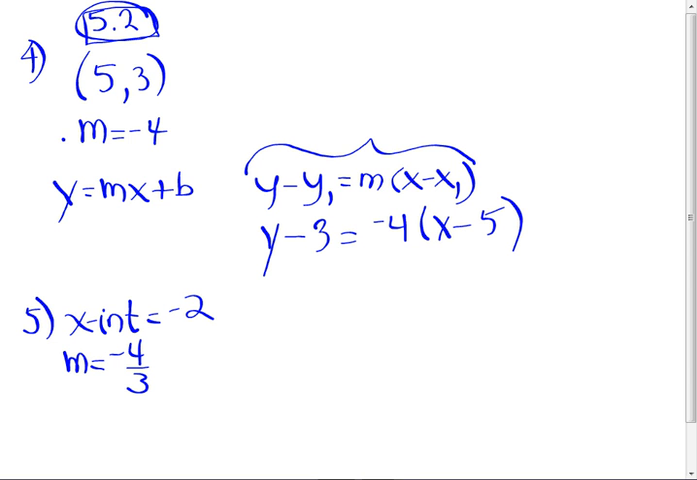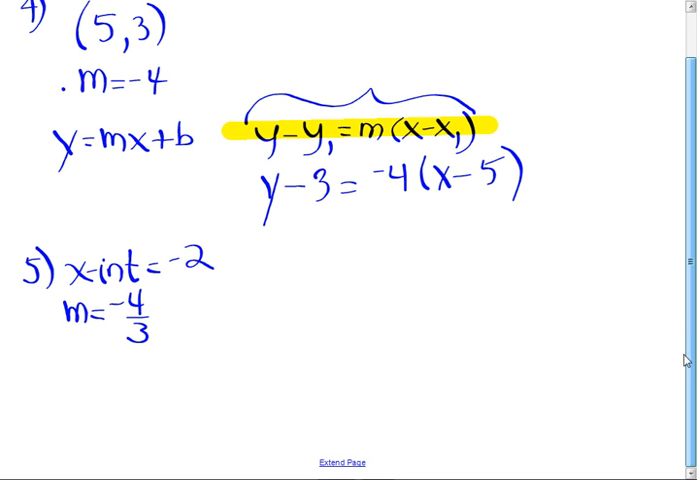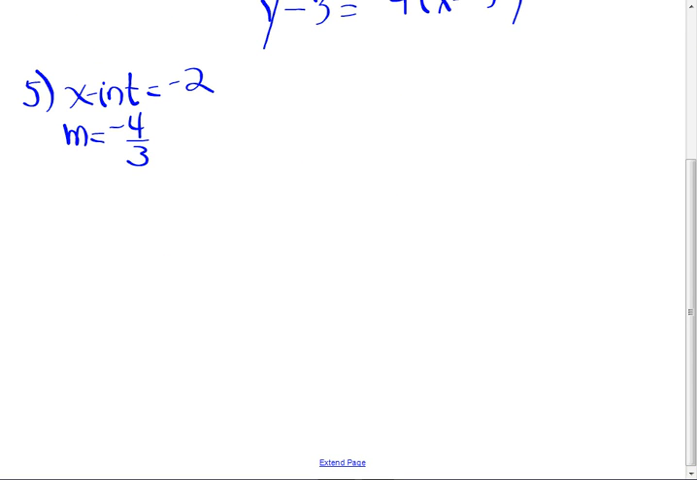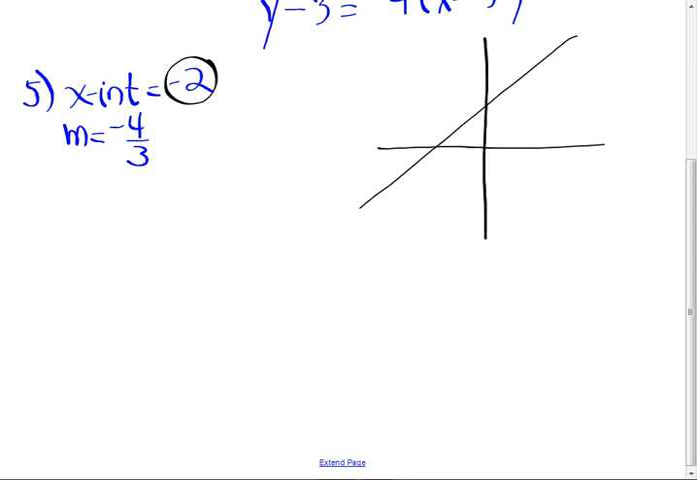Okay, I still want to use y minus y1 equals m times x minus x1. Works in every case except for vertical lines. Kind of works for vertical lines if you think about it. But anyway, I got to rewrite the x-intercept as an ordered pair or I can't do the problem. Now I reviewed that. Let's review it again. If the x-intercept is -2, it's right here. What is that as an ordered pair?